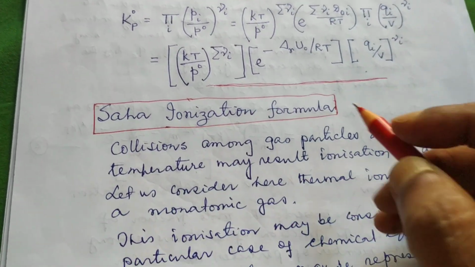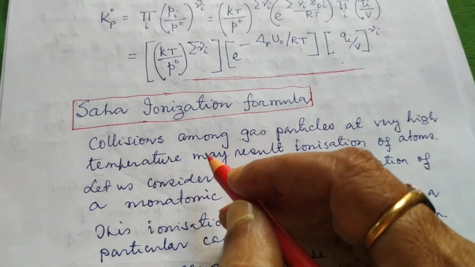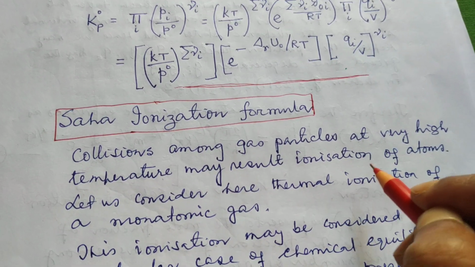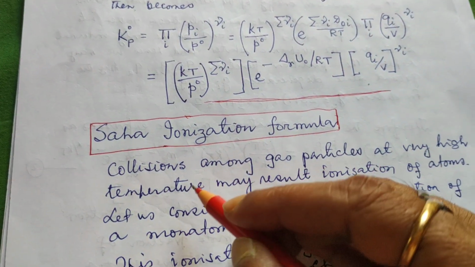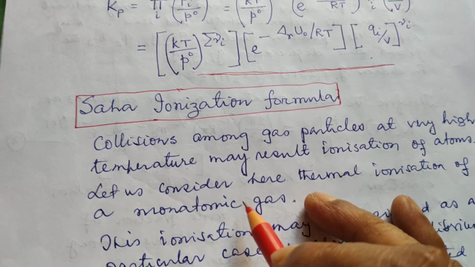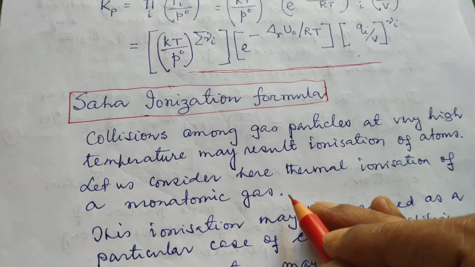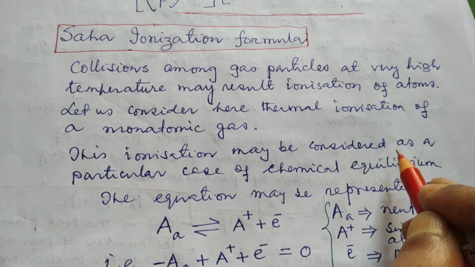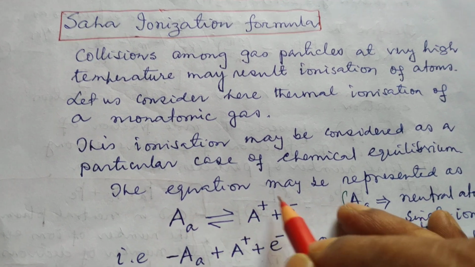Now we will discuss the Saha ionization formula. You know, collisions among gas particles at very high temperature may result in ionization of atoms. Let us consider here thermal ionization of a monoatomic gas. The ionization may be considered as a particular case of chemical equilibrium. So this is the ionization equilibrium.